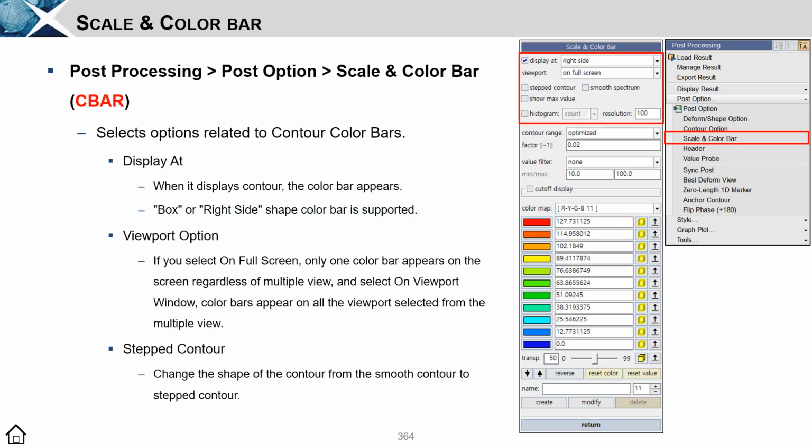The C-bar command is a feature that sets options related to the contour color bar. When you turn on the stepped contour switch, the shape of the contour is changed from smooth contour into stepped contour. You can use the Show Max Value option to display the maximum value at the top of the color bar.